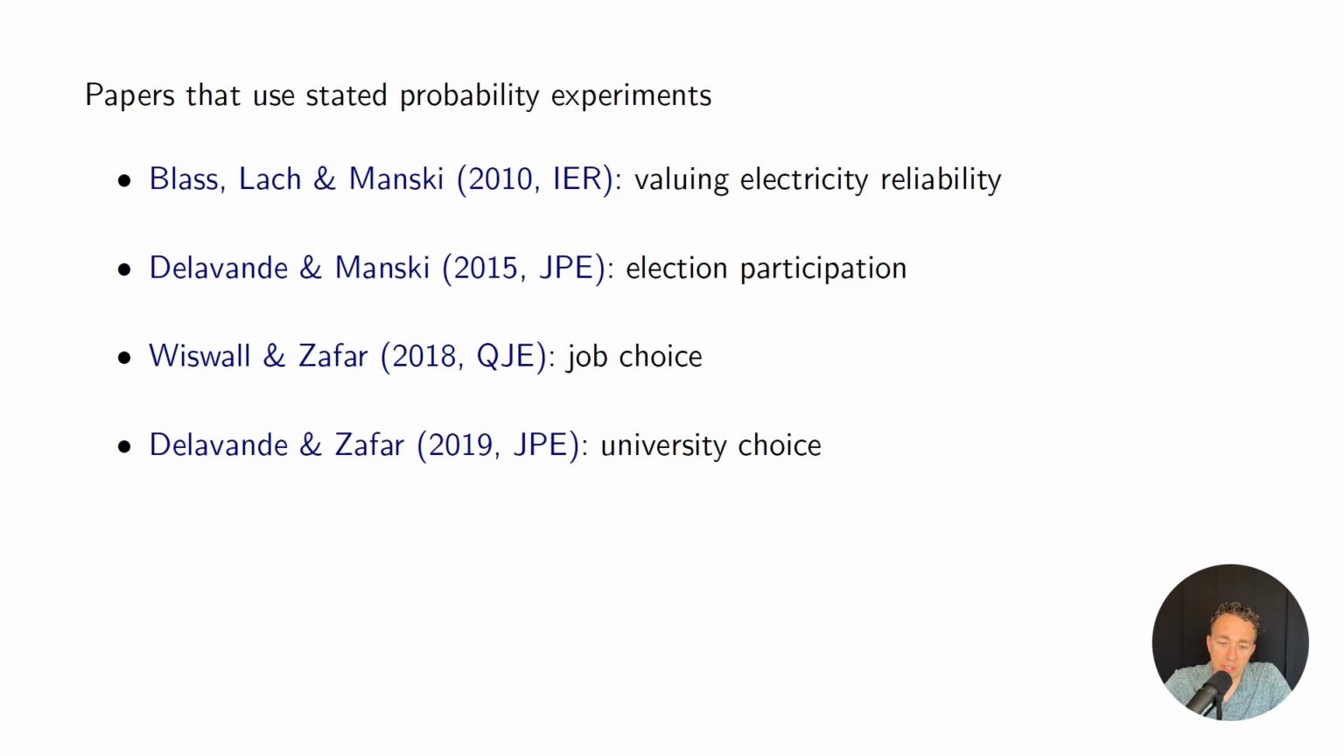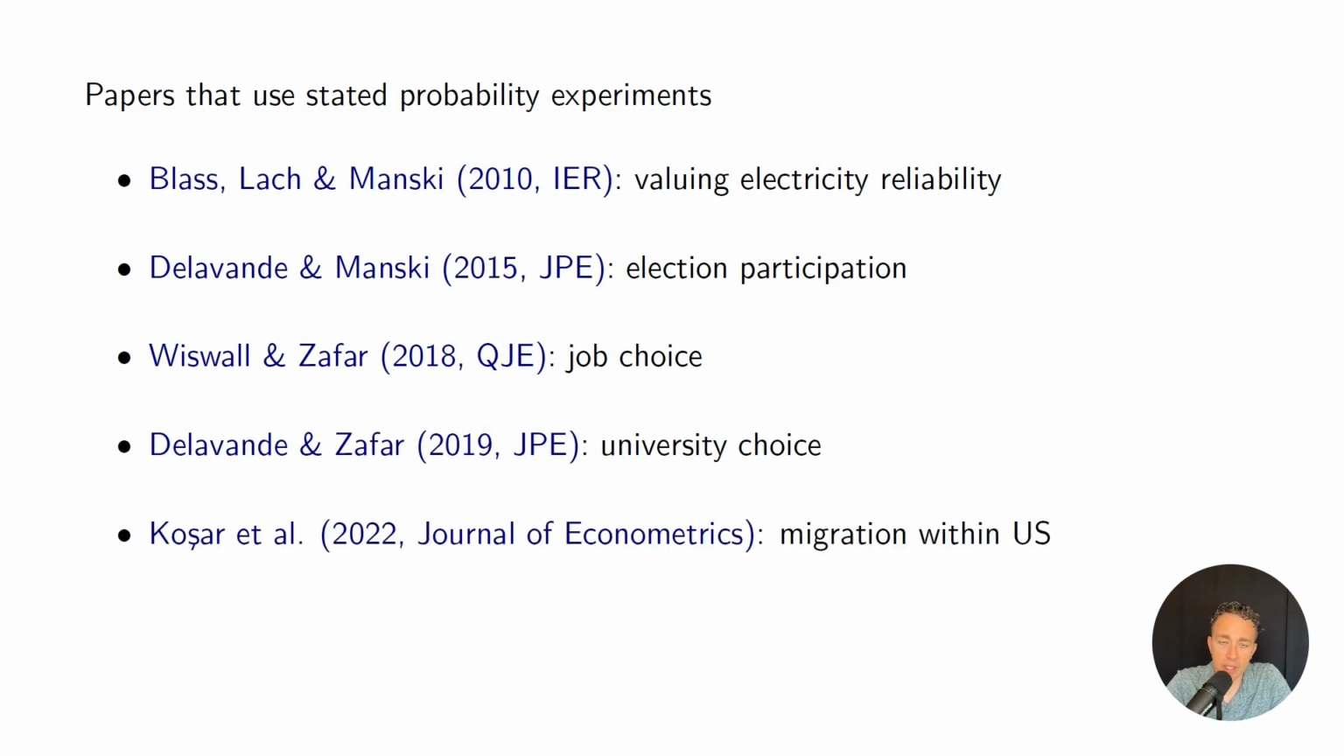And then Delavande and Zafar have a paper on university choice that we talked about in the previous mini-series on counterfactuals. And then my paper with Gizem Kozar and Wilbert van der Klaauw is in the Journal of Econometrics and looks at migration within the United States. And there are plenty of other papers that use these methods. These are just the most salient papers to me, the ones I learned how to do this from by consulting them as I was trying to produce my own research on this question.